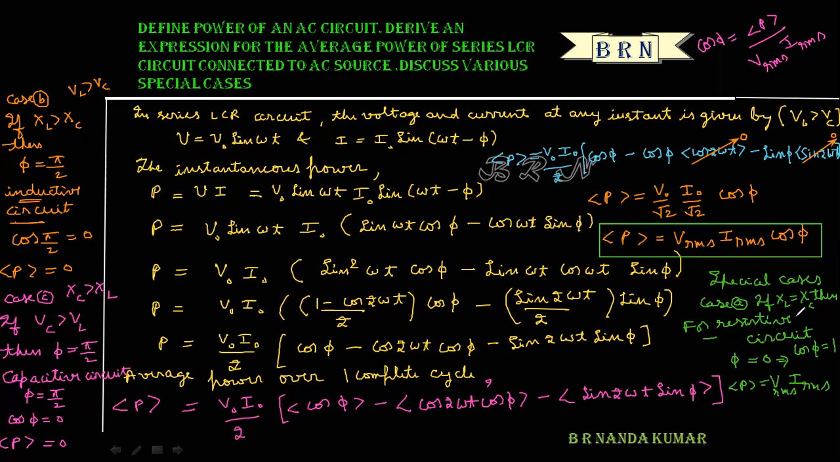So here current and voltage are in phase. Here there is a phase difference between current and voltage. Current lags behind the voltage by an angle pi by 2 radian. For a purely capacitive circuit, current leads the voltage by an angle pi by 2. There is a phase difference between current and voltage, that is pi by 2 radian.